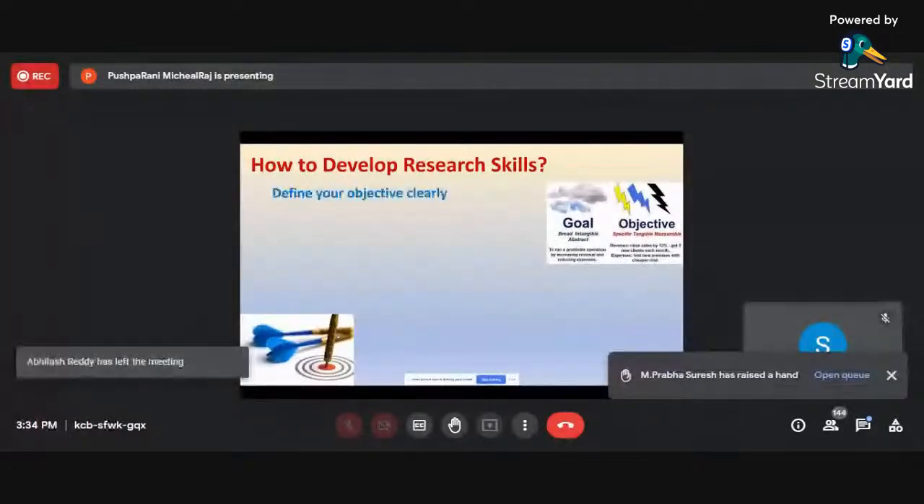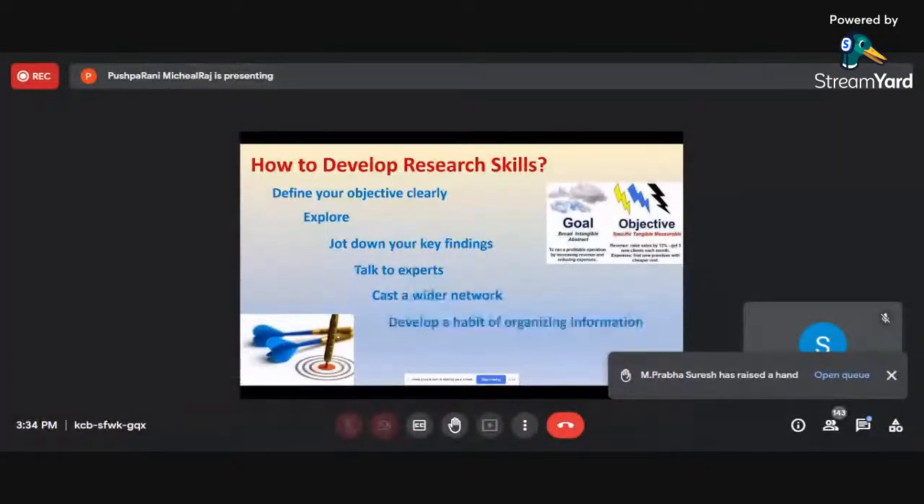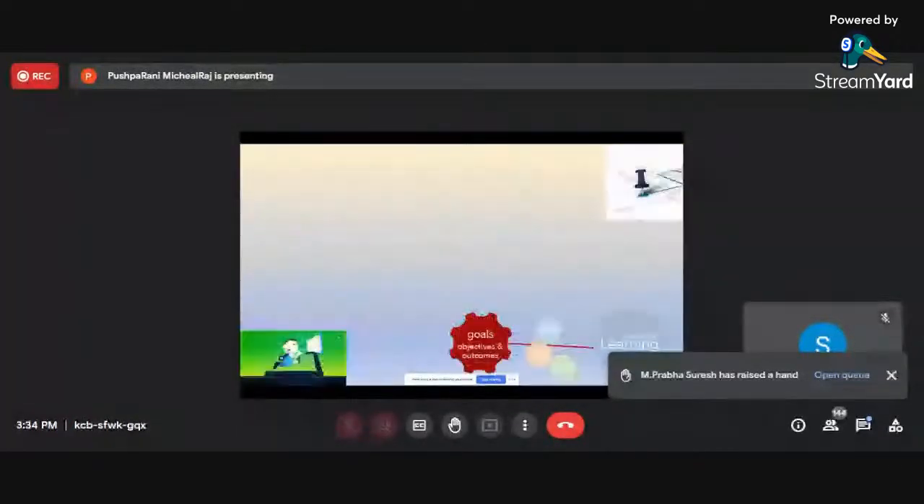So there are different steps we need to develop our research skills. Define your objective clearly, explore, note down your key findings, talk to experts, cast a wider network, develop a habit of organizing information. Let's go one by one. And do not indulge in plagiarism, which is also very important.